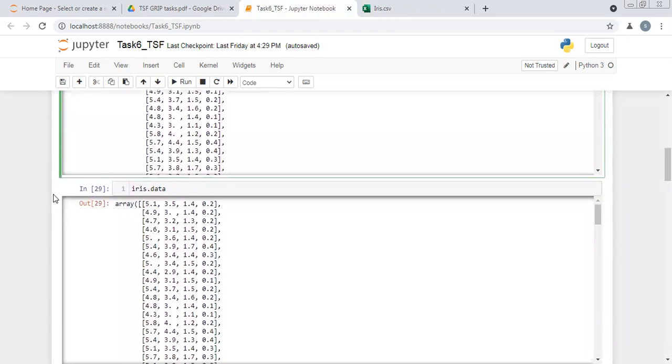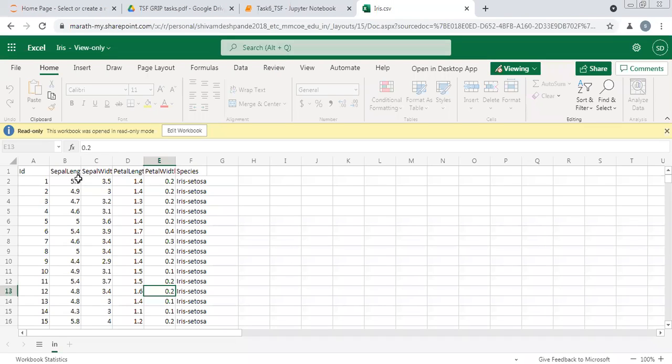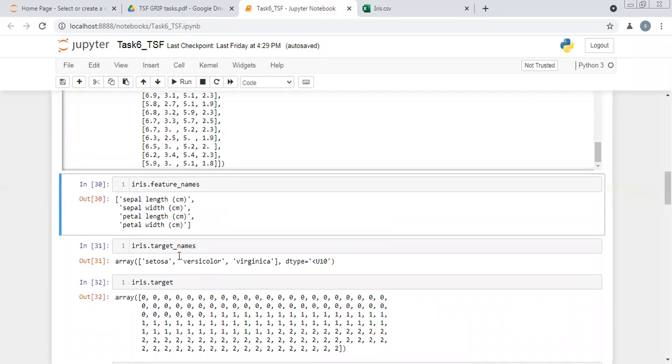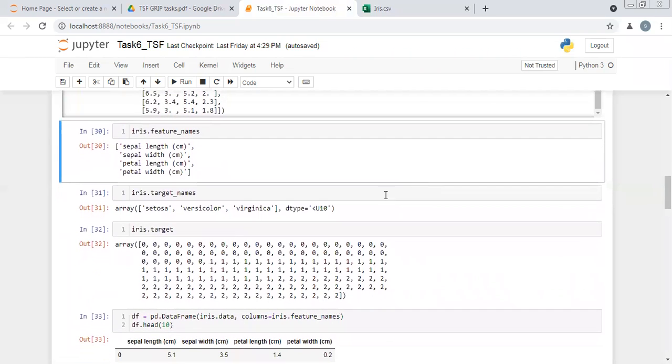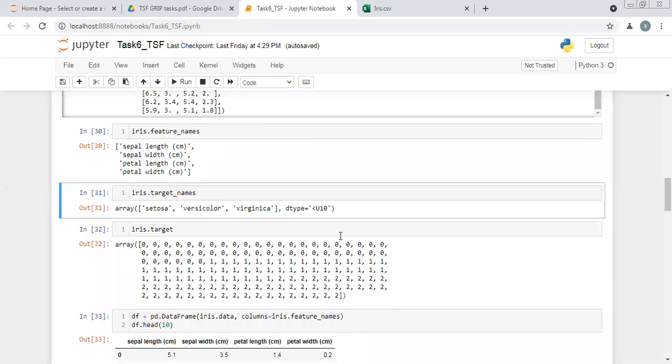So first we want iris.data. iris.data is nothing but all the columns over here. We are going to need it. Then iris.feature_names. So iris.feature_names are nothing but all these four columns: sepal length, sepal width, petal length, and petal width, because these are the features of our data set. Then iris.target_names. So as I said, the predictor variables. There are three species in the species column over here, which are Setosa, Versicolor, and Virginica.